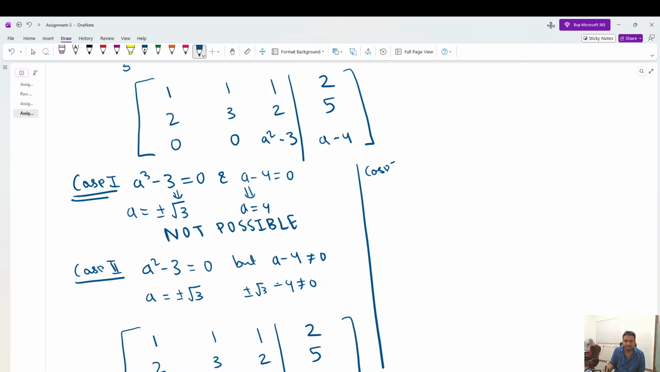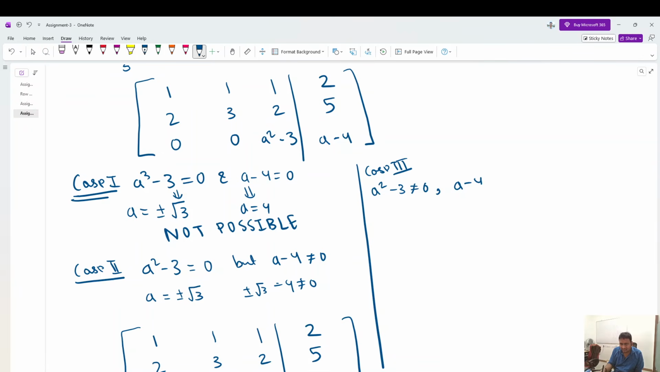Case 3. So the other possibility is a square minus 3 is non-zero, meaning you have removed those possibilities that a is plus root 3 or minus root 3. But now there are again two cases, right?